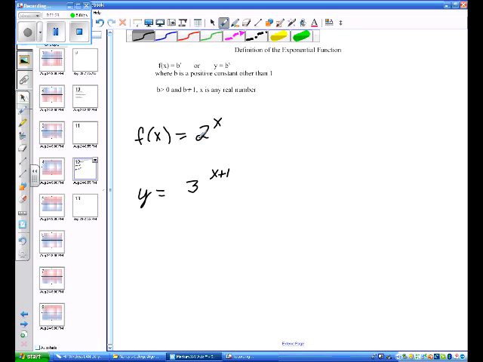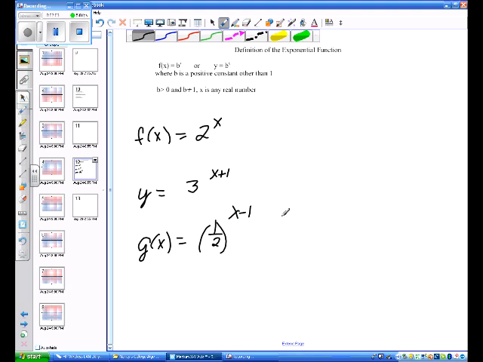Now, if you remember, we called this number the base and this number the exponent. And it's important that you do know how to name these and what the parts are called. We could have another one. We could have g of x is equal to 1/2 to the x minus 1. In this case, our base is 1/2, and our exponent is x minus 1.